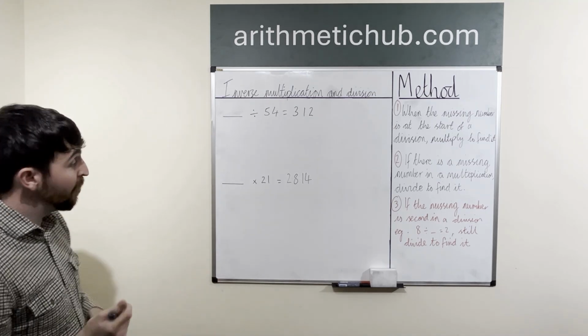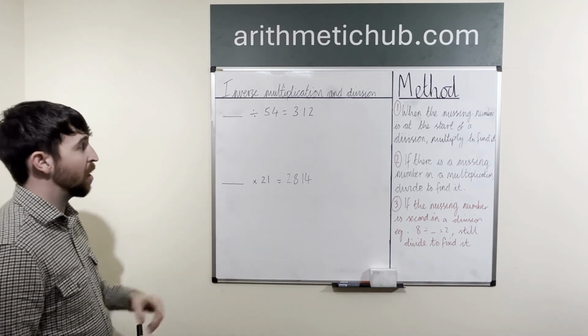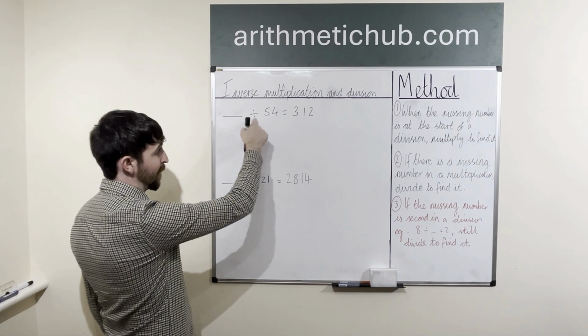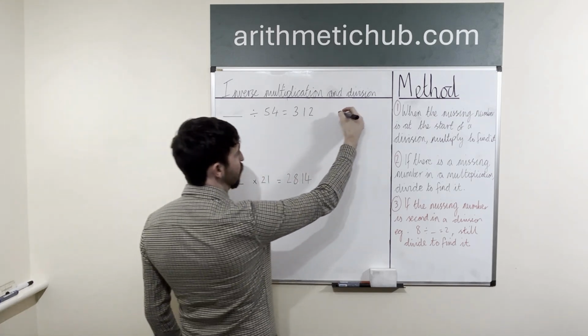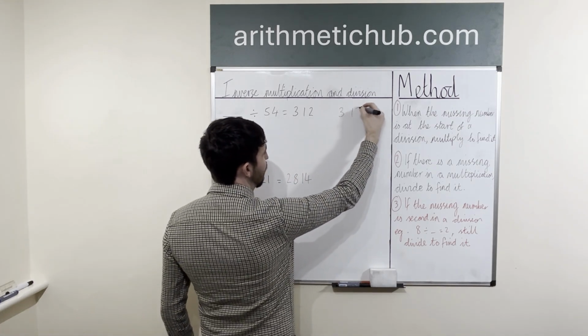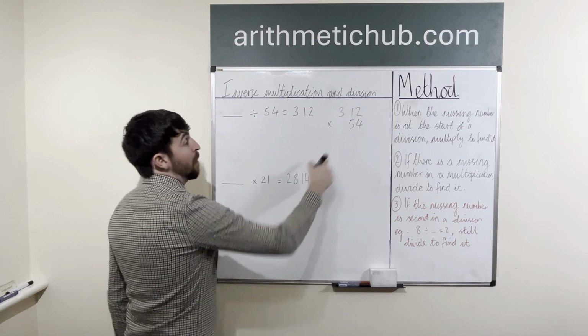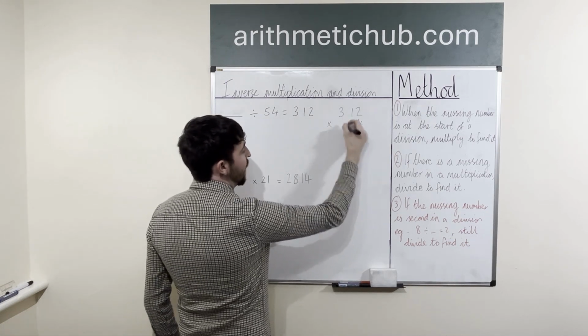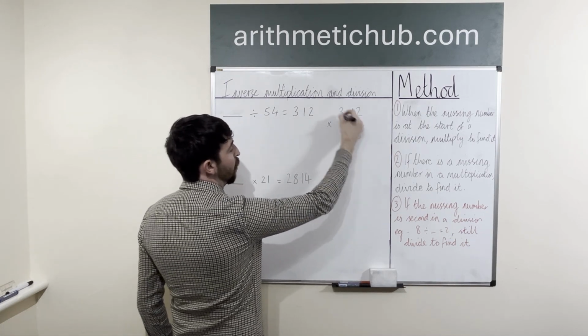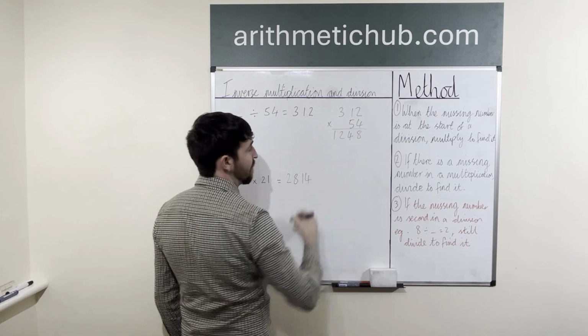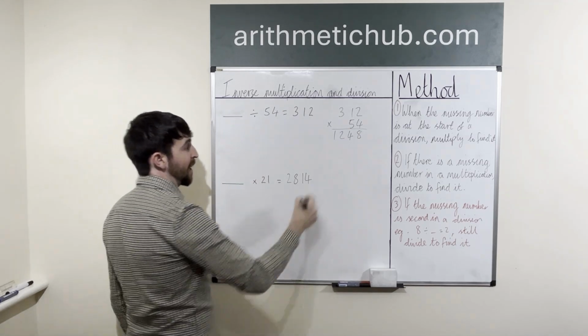So on these ones, though, our missing number is at the start. So what we need to do is the inverse. The inverse of division is multiplication, so we're going to multiply these two numbers. So we've got 312, and we're going to multiply it by 54. 4 times 2 is going to give us 8, 4 times 1 is going to give us 4, 4 times 3 is going to give us 12. So standard 3-digit by 2-digit multiplication.